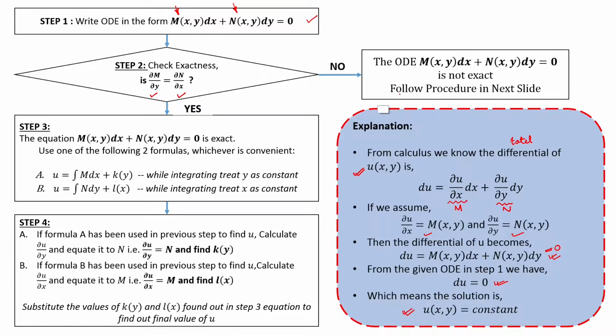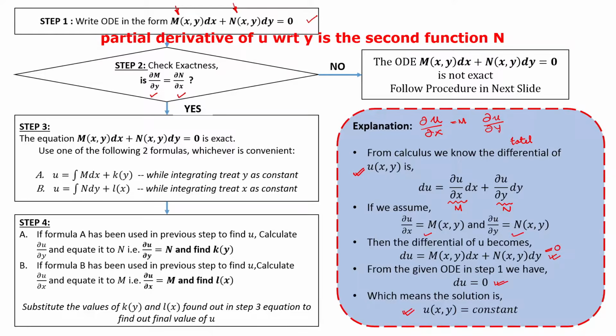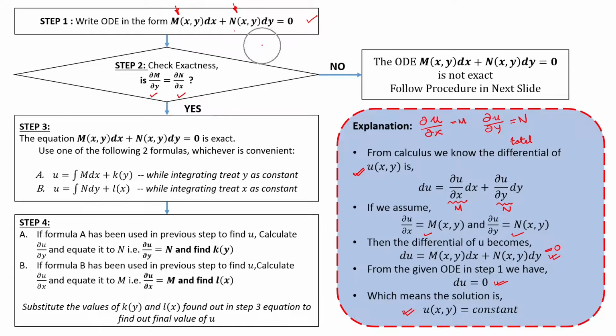Now, all we have to do is find a u such that its partial derivative with respect to x is the first function M of the ODE, and its partial derivative with respect to y is N, which is the second function of the ODE. If we find this u, then u equal to constant is our solution.